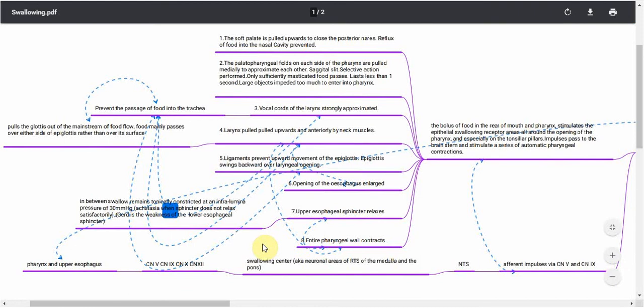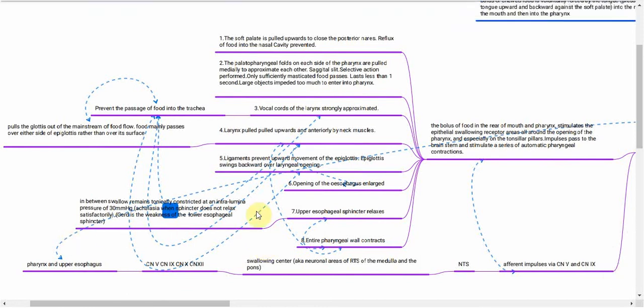Now, ignore this for now because this is more for the lower esophageal sphincter, right? And also, after the initial changes, after the soft palate has been pulled upwards and the larynx has been pulled upwards as well and the upper esophageal opening has been widened, the pharynx musculature begins to contract from above downwards, and this pushes the bolus into the esophagus. So these are the sets of changes that must never be forgotten.